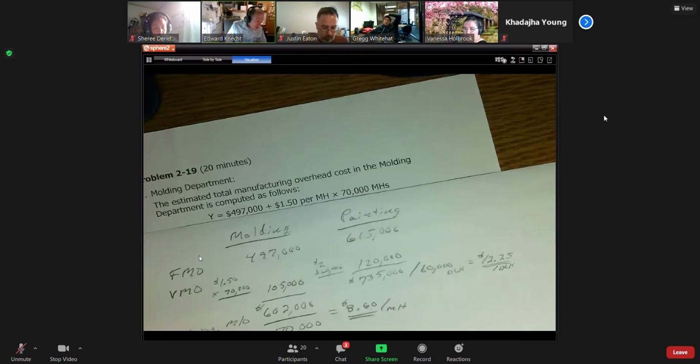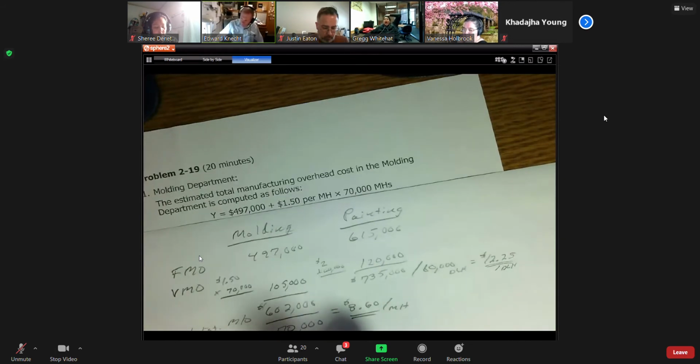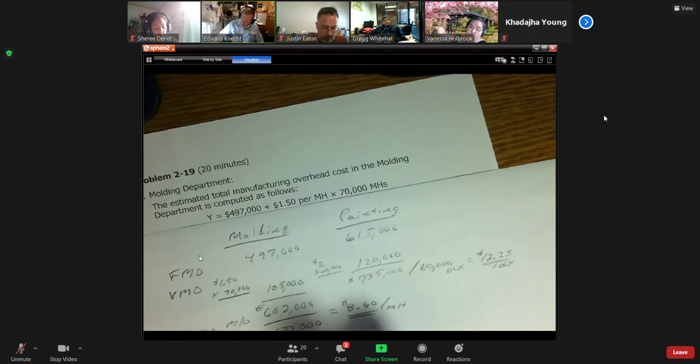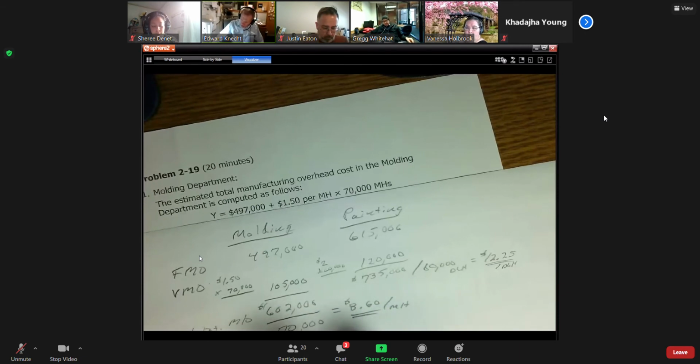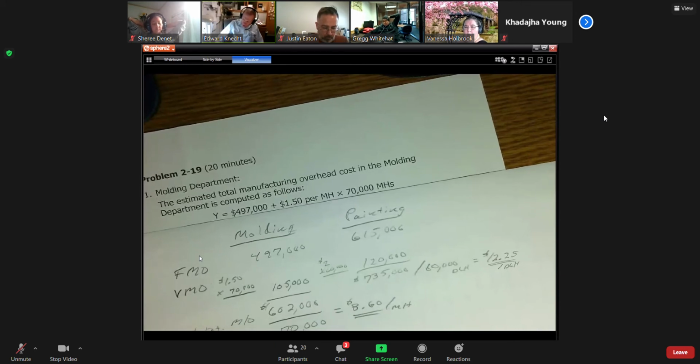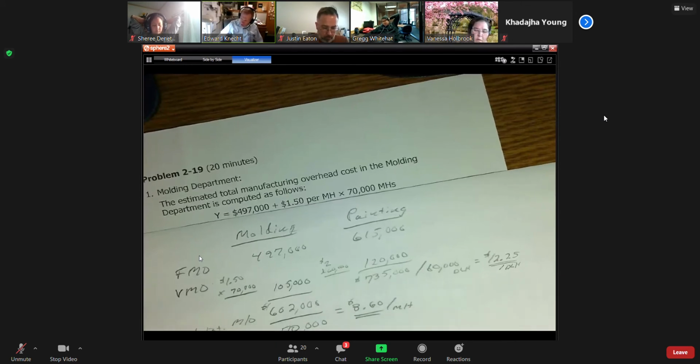So in the molding department, they were doing that based on machine hours, correct? Yep. So to figure it out, we got to multiply 110 machine hours to do that job times $8.60, our predetermined overhead rate. So how much does that give us? 946. So that's our applied manufacturing overhead to the job.